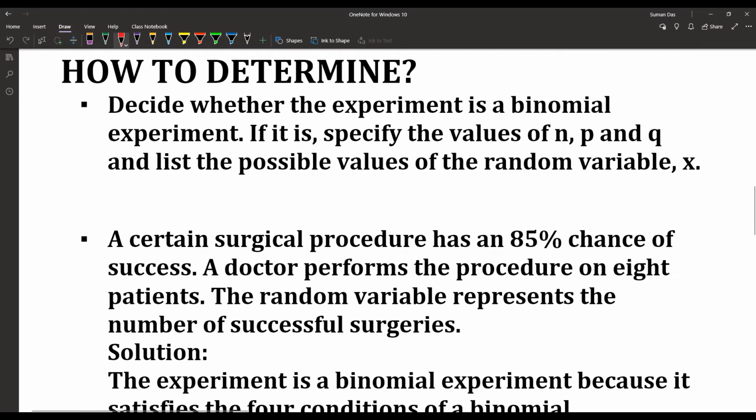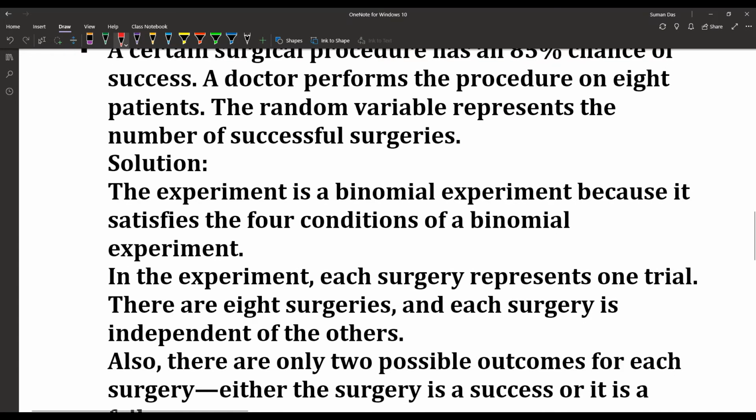Now, how do we determine whether an experiment falls under the category of a binomial experiment or not? Decide whether the experiment is a binomial experiment. If it is, specify the values of n, p and q, and list the possible values of the random variable x. So now we are describing the binomial experiment with some examples.